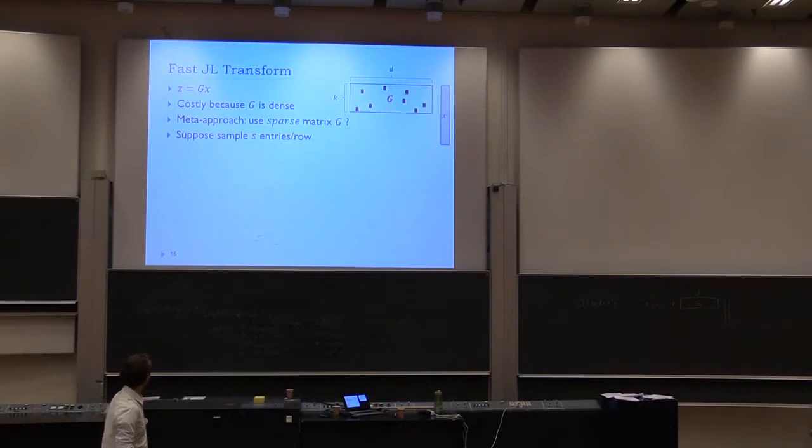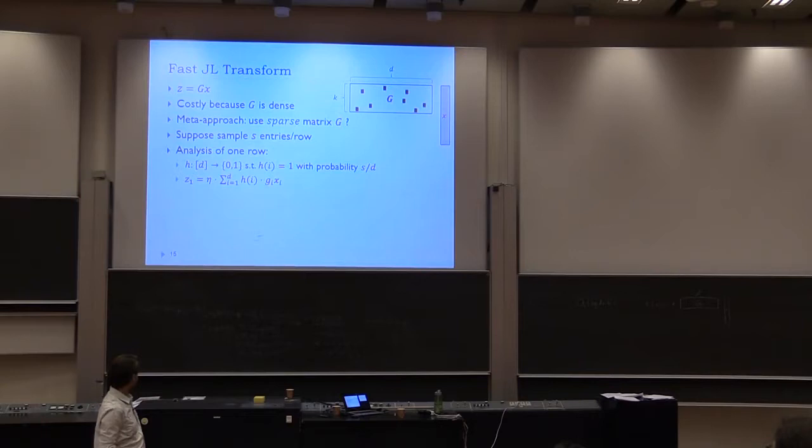So suppose we introduce this parameter S, which says how many non-zero entries we have per row. Maybe in each row we'll have S non-zero entries, which we choose randomly, and those entries will be random Gaussian variables, right? Let's see what happens.